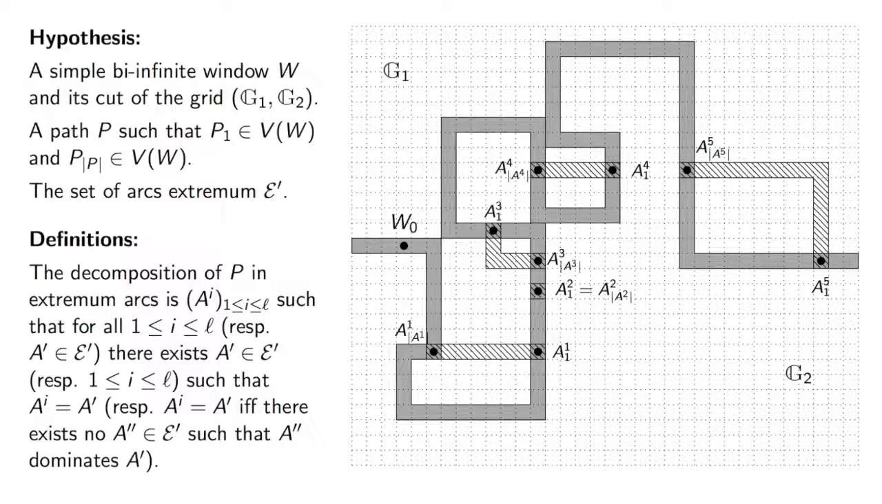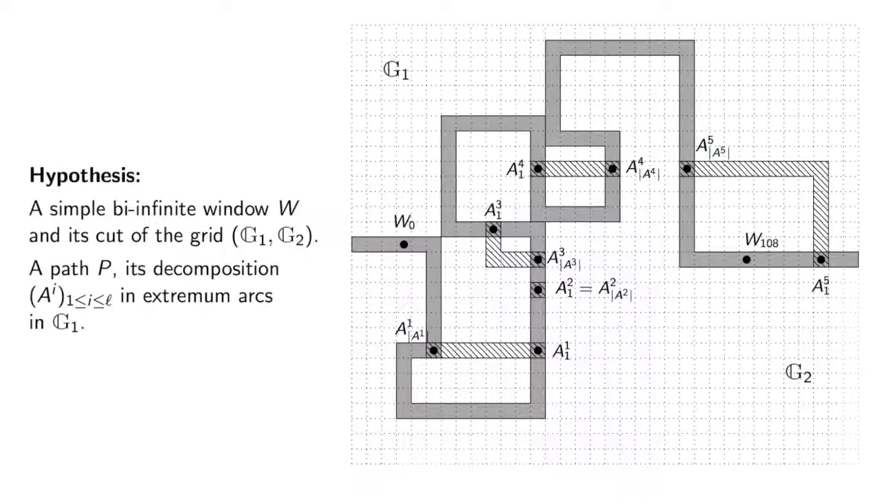Finally, we obtain a sequence of 5 extremum arcs such that any of these arcs is consecutive to the previous one. This sequence of arcs is the decomposition of the path P in extremum arcs in the graph G1. This tool will often be used during microscopic reasoning. Now, we present some basic properties of this decomposition.